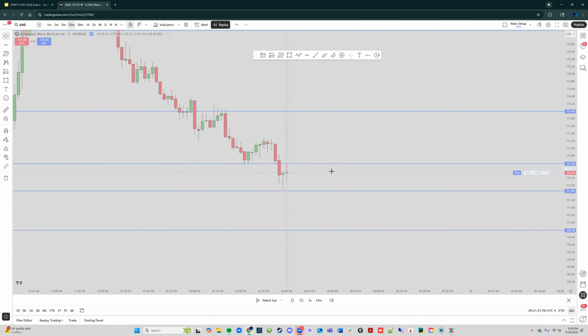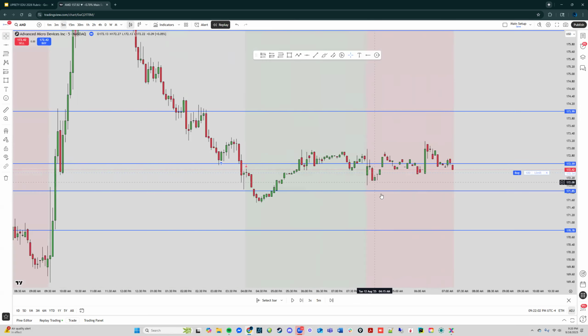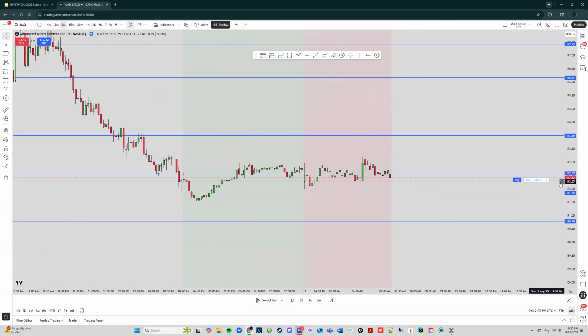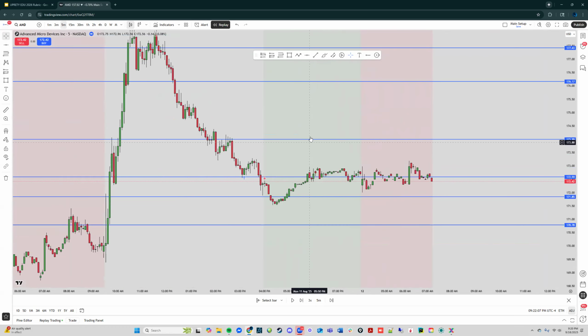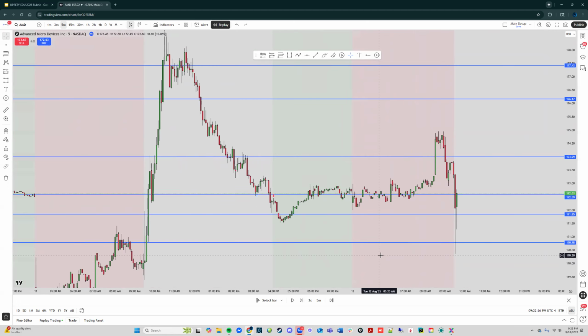Once again, I'm going to go to the 15-minute here. We're going to skip past some of this data. We're going to go back to the 5-minute here. You guys have all your levels. We're going to delete this once again, and we're going to wait for market to open over here. Okay, so market just opened here. You guys let me know what you want to do.